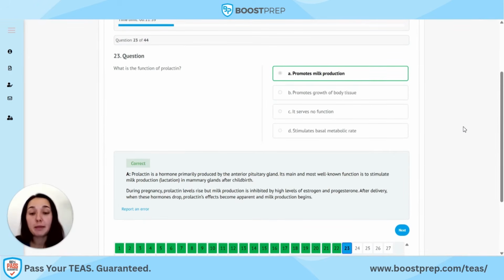Prolactin is a hormone primarily produced by the anterior pituitary gland. Its main and most well-known function is to stimulate milk production, also known as lactation, in mammary glands after childbirth. During pregnancy, prolactin levels rise, but milk production is inhibited by the high levels of estrogen and progesterone. After delivery, when the milk is needed and these hormones drop, prolactin effects become more apparent and milk production begins.